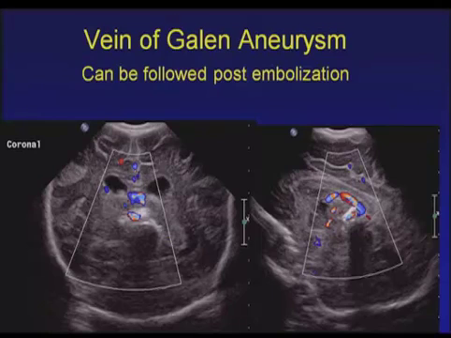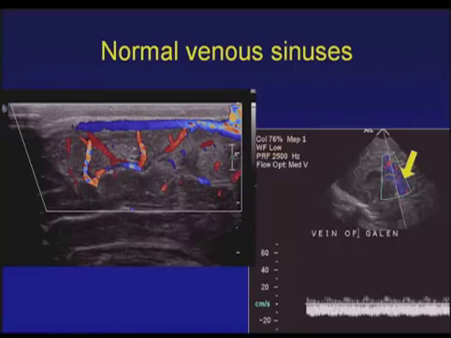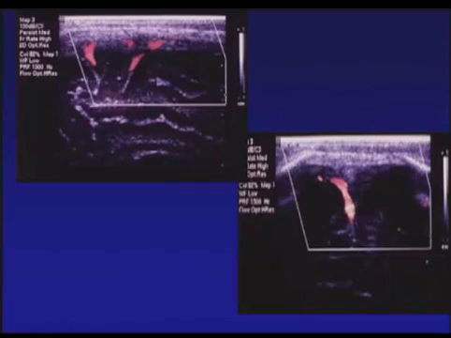Ultrasound can also be very useful after therapy. In this case, the infant has been embolized and we have successful obliteration of the vein of Galen aneurysm. We can also look not only at abnormal arteries, we can also look at the normal venous sinuses. With the linear transducer via the anterior fontanelle, one can see the straight sinus, the vein of Galen.